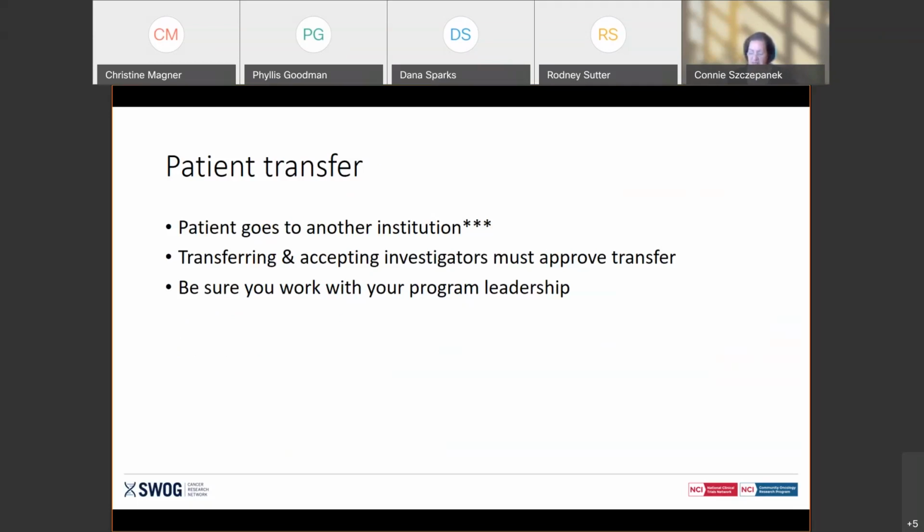So I want to just put a caveat on almost all of these changes. Be sure you work with your program leadership. There are implications in moving a patient from site A to site B that are really important, that have to do with IRB oversight, with communication, with follow-up and commitment. Next slide, please.